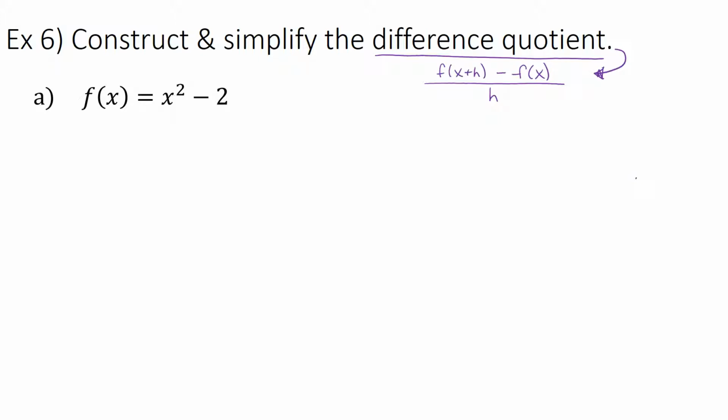Okay, so in this case we have f of x equals x squared minus 2. This is our original. And so what we need to find now is our new one. So our new one is always going to be the f function, but this time x plus h is always going to be your plugged in value. And so anytime you see an x, you now plug in x plus h.